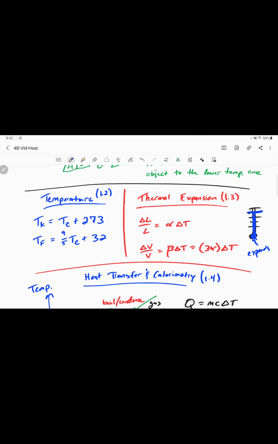So to parameterize how much something grows over temperature, we introduce what's called a coefficient of thermal expansion. This thing alpha here is actually called the linear coefficient of thermal expansion.